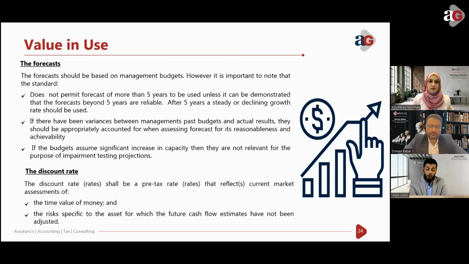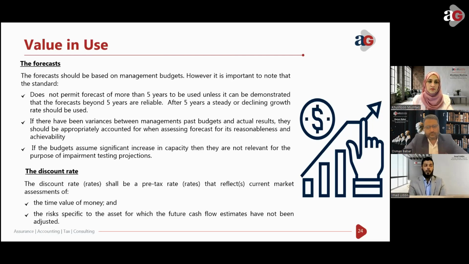Finally, the forecasts. Again, IAS 36 doesn't want us to go too aggressive on the forecast. It has certain set criteria, set requirements that might tame down management's expectation of what's going to happen in the future. First of all, IAS 36 does not permit forecasts of more than 5 years to be used unless the entity can demonstrate that it can measure it reliably.